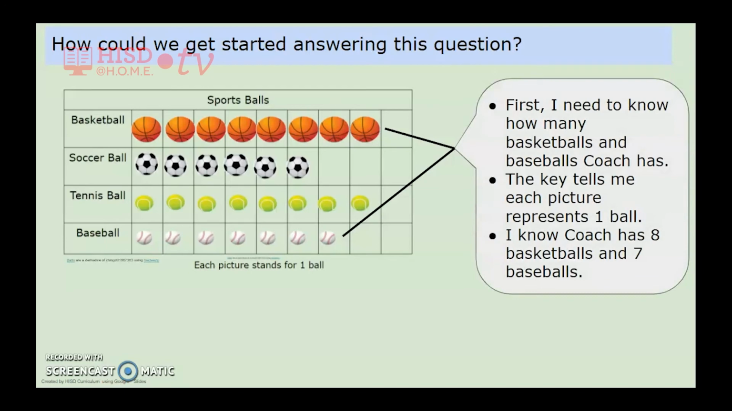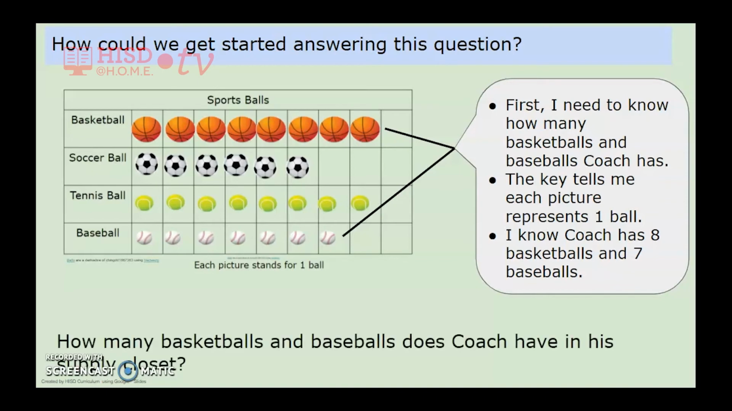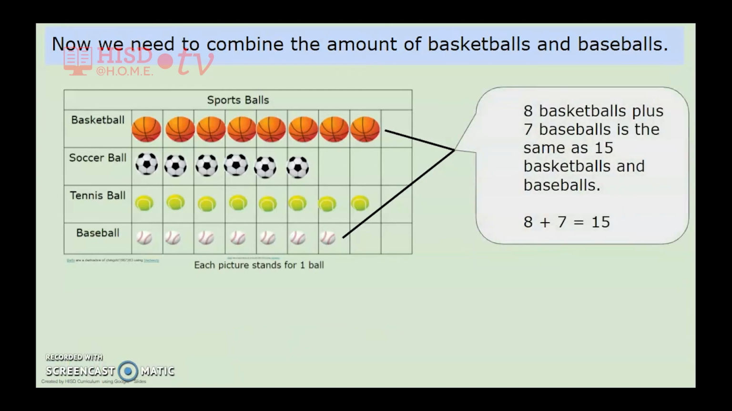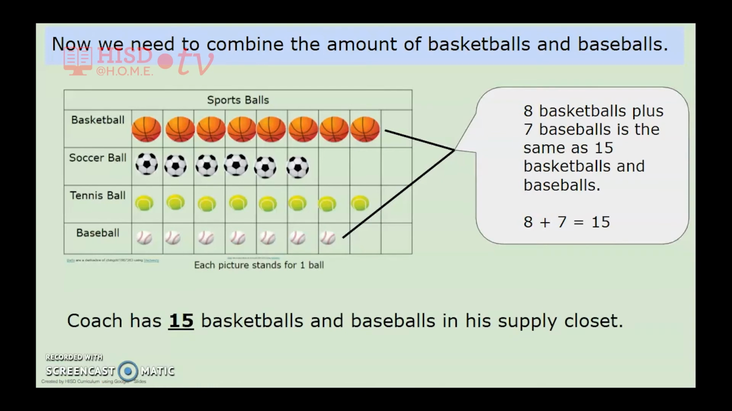First, I need to know how many basketballs and baseballs Coach has. The key tells me each picture represents one ball. I know Coach has 8 basketballs and 7 baseballs. Now we need to combine the amount of basketballs and baseballs. 8 basketballs plus 7 baseballs is the same as 15 basketballs and baseballs. 8 plus 7 is equal to 15. Coach has 15 basketballs and baseballs in his supply closet.